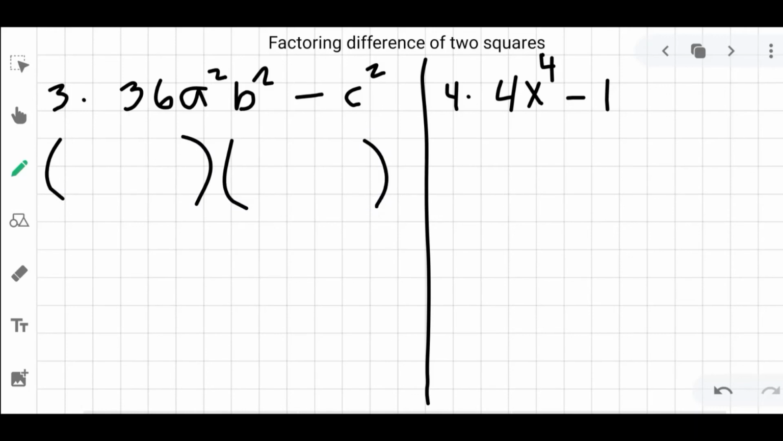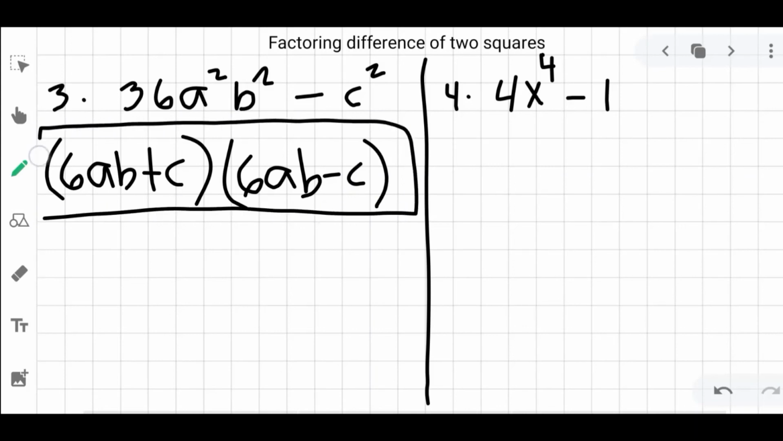The square root of 36 is 6. a squared, divide the exponent by 2, the answer is a. Isang a na lang sila. b squared, divide the exponent 2 by 2, the answer is 1. So, isang b. Write positive and write negative. Then, c squared divided by 2, the answer is c. And this is our final answer.